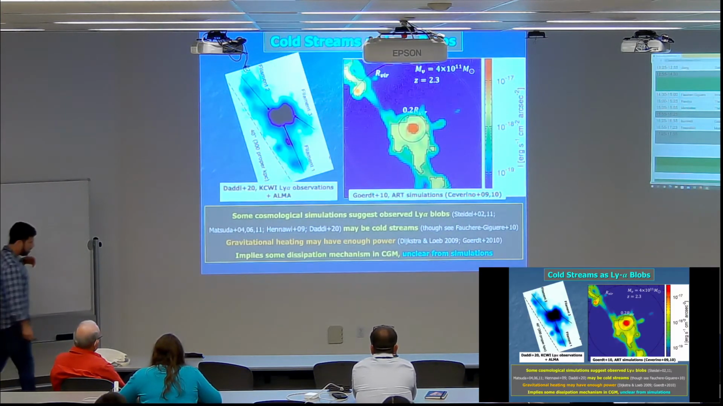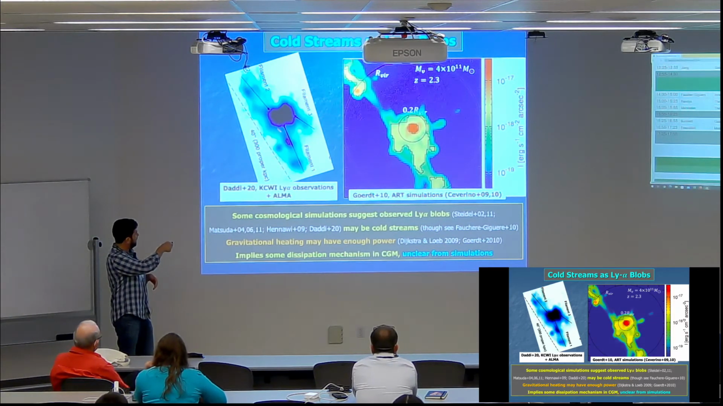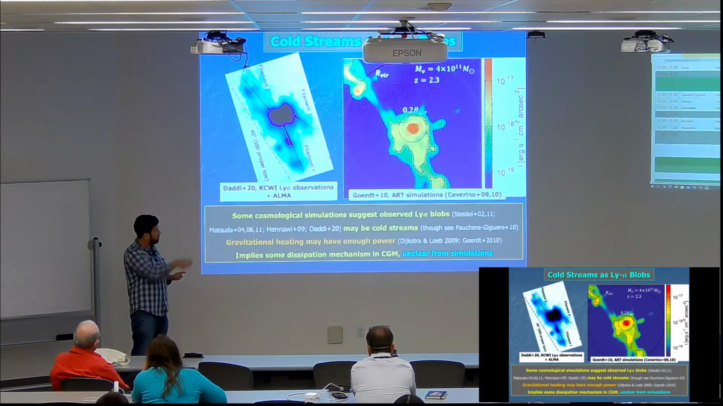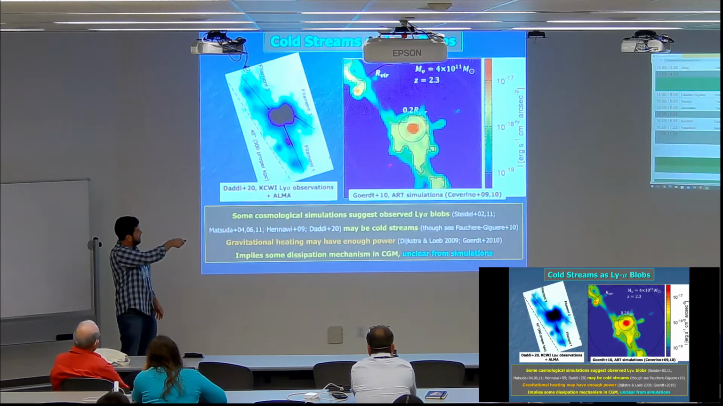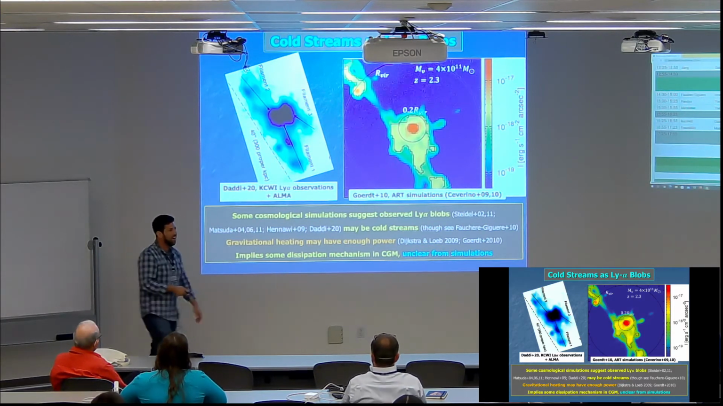And a number of theoretical works going back a while have said that these Lyman alpha blobs, as they used to be called, are indeed observational evidence of cold streams inflowing. I just love this picture because it's a simulation circa 2010, and finally in 2020 they observed exactly the same system, which is a remarkable coincidence.